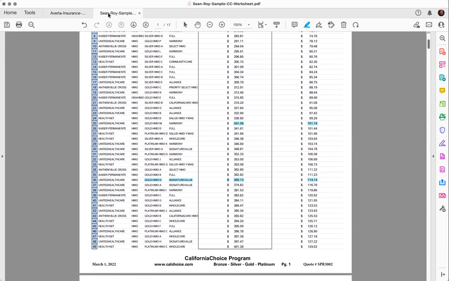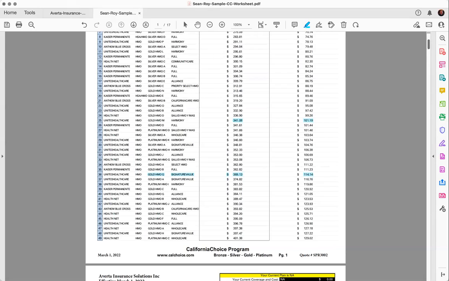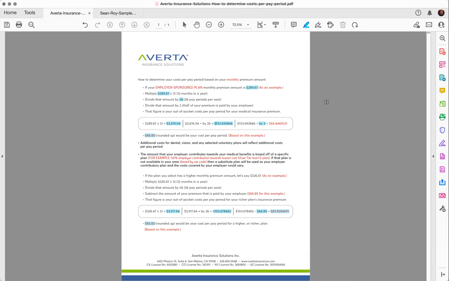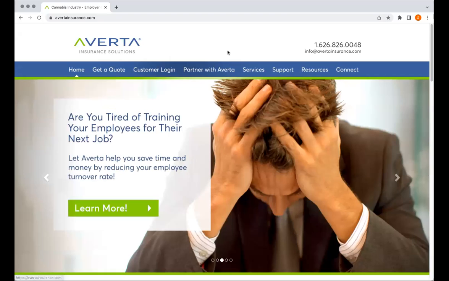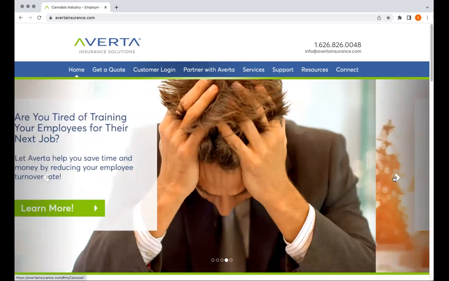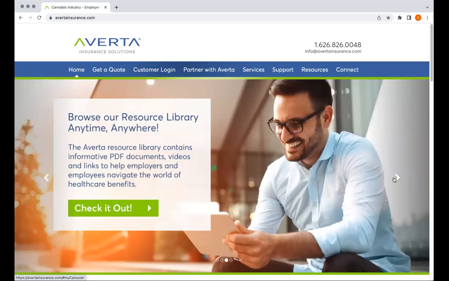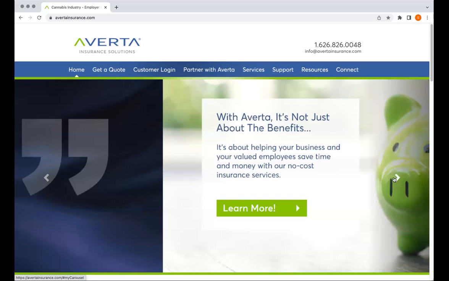I have this worksheet available to you guys right here. This is how to determine your premium per pay period. Let me show you where to grab this document, because this is going to be a help for you guys. You can go to the Averta website, www.avertainsurance.com. This is what it looks like. You might see a different page, rotating in and out here. That's the resource library, actually, the document.